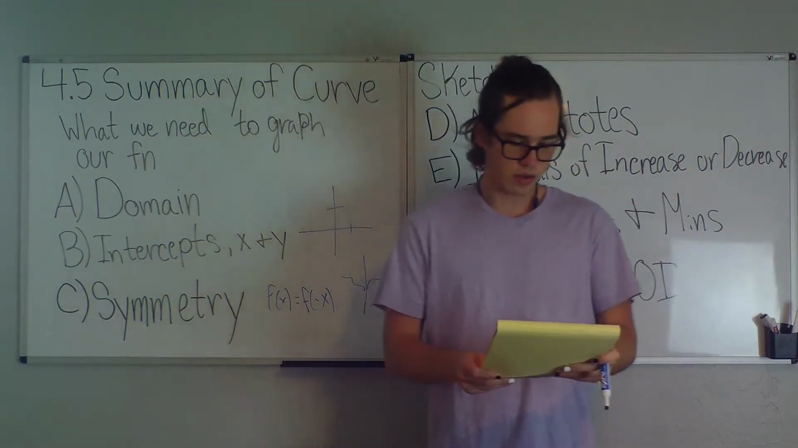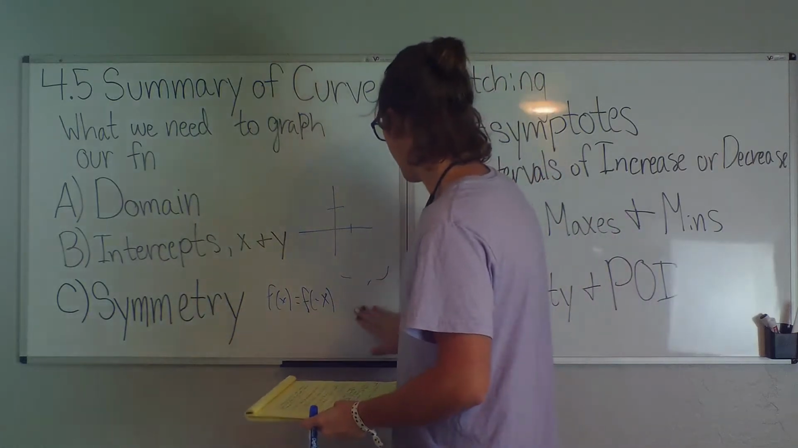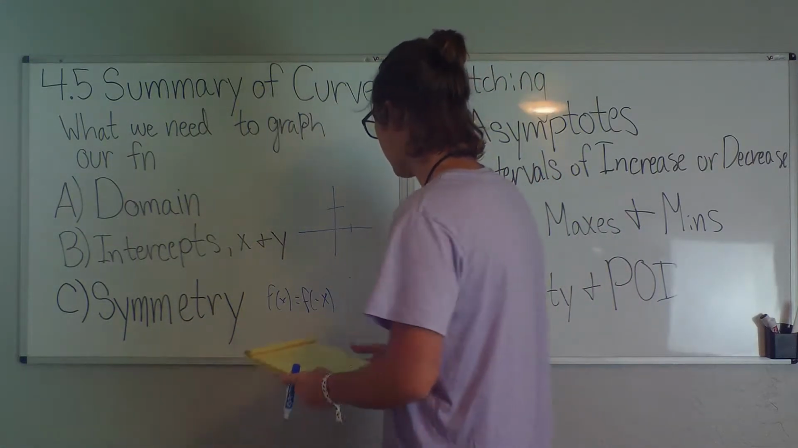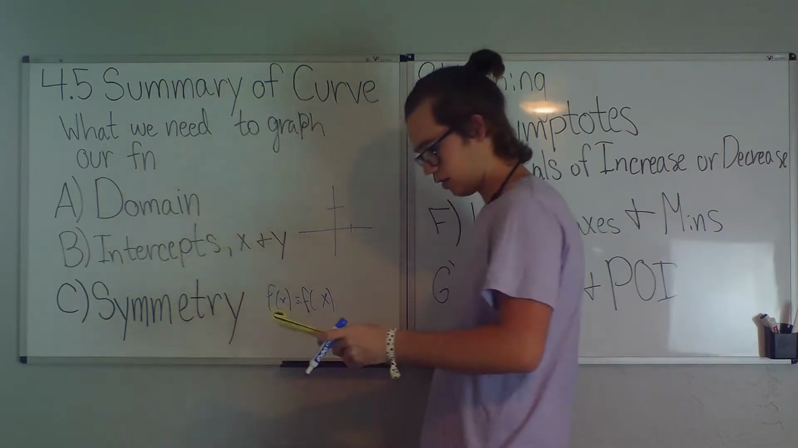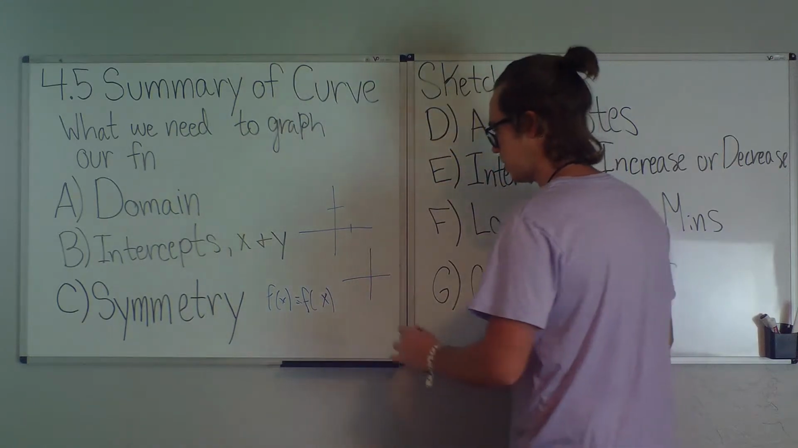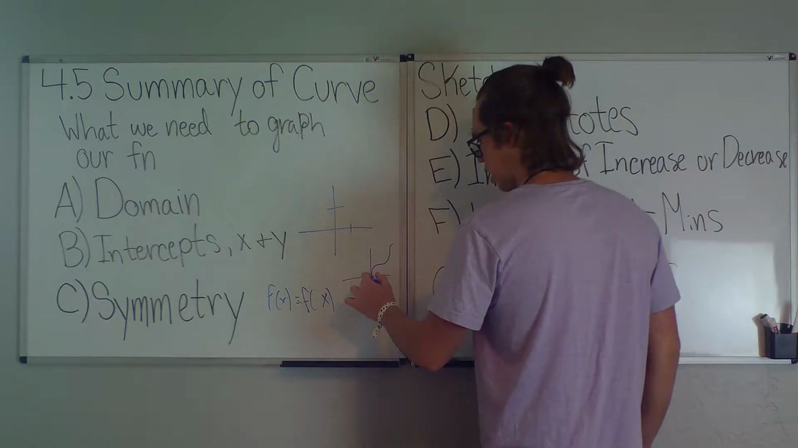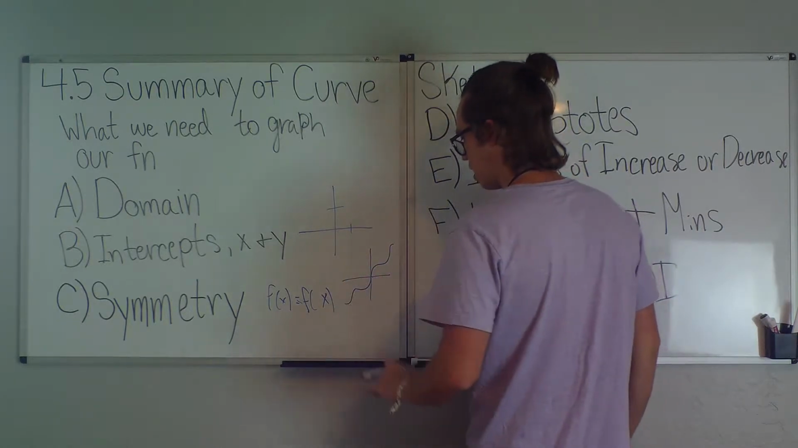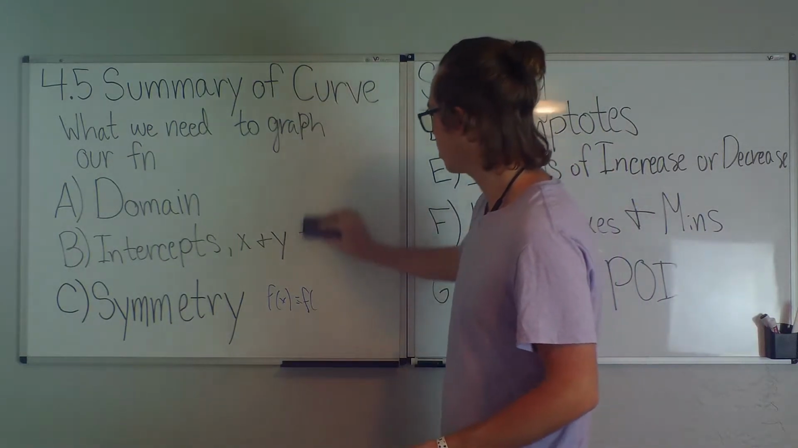Or, we need to know if f of negative x is equal to negative f of x. And what will that give us? This would be an odd function, and it would give us a mirrored image across the line y equals x. So if we had something like that, it would look like that, and that would be the odd function. So, we need to know symmetry.